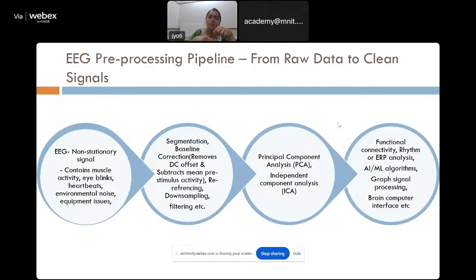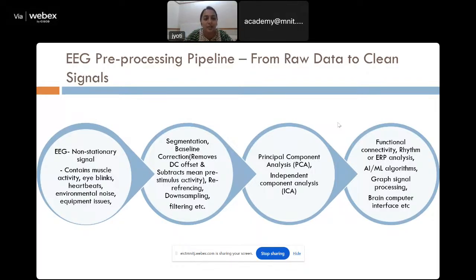The brain signal amplitude is in microvolts, and in addition you have so many artifacts in your EEG data. So it becomes very difficult to analyze what is noise and what is EEG data. First of all, if we have an idea about what these different artifacts are, then to some extent we can remove them.